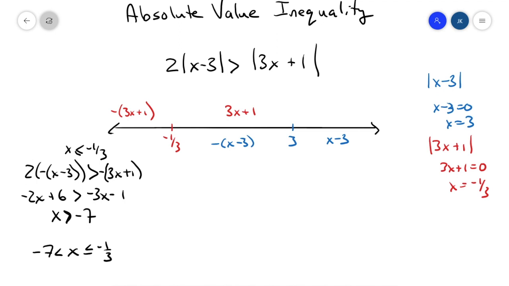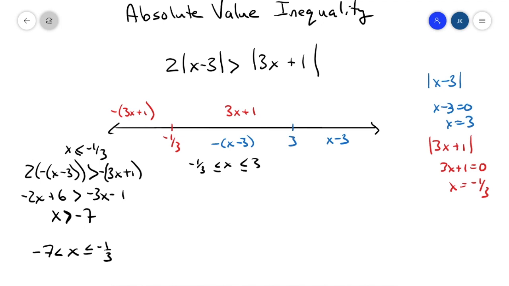Okay. And the reason I can include that endpoint there is because if I plug negative 1/3 in, I'm going to get a 0 there. And that's okay. That works. Okay. Now, if I choose a value of x between negative 1/3 and 3, and I'm going to include the endpoints again, because with the absolute values, it's just going to be 0 at those endpoints, so I can include that.